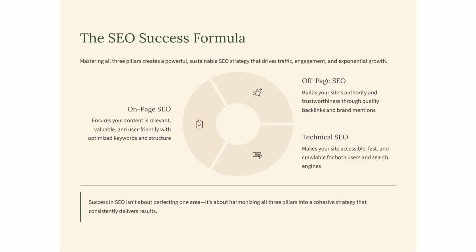Mastering SEO requires harmonizing on-page, off-page, and technical SEO. On-page SEO focuses on relevant, user-friendly content with optimized keywords. Off-page SEO enhances authority through quality backlinks. Technical SEO ensures accessibility, speed, and crawlability. Together, these pillars create a sustainable strategy driving traffic, engagement, and growth.